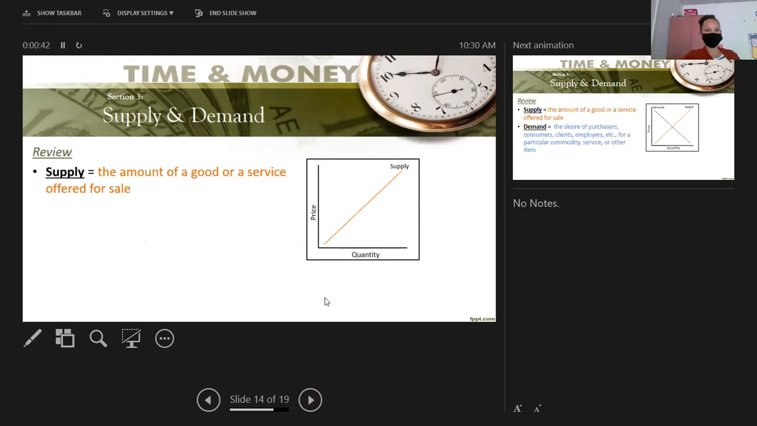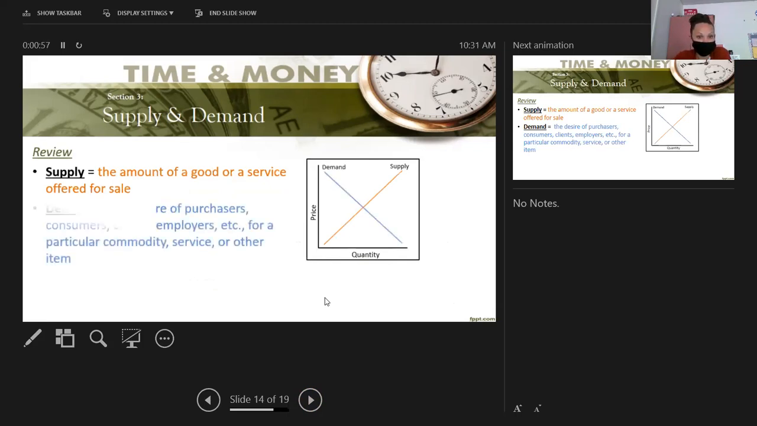So supply and demand. Supply is the amount of a good or service offered for sale. If you already know this, you don't need to write this down again. If it helps you, please do. And demand is the desire of purchasers, consumers, clients, employers, etc., for a particular commodity, service, or other item. So supply, how much is out there? Demand, how much is it wanted?